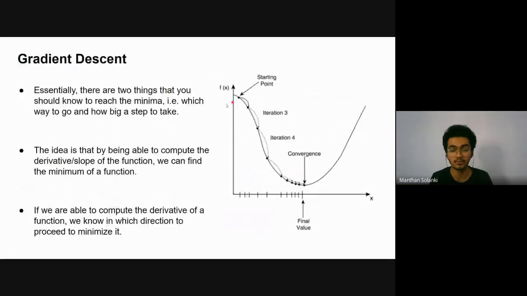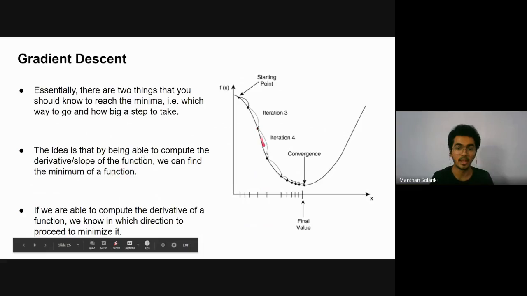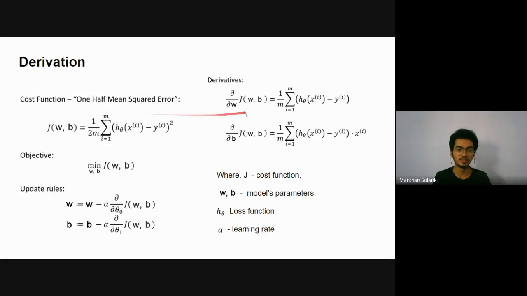After updating the parameter, if I calculate the loss again, I get the second point. Now again I calculate the derivative, multiply with the learning rate and subtract, and then I get this third point. This way we go to the final value where our graph gives the convergent value. Okay, so this is the derivative.